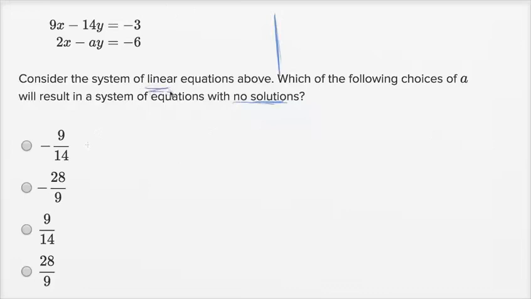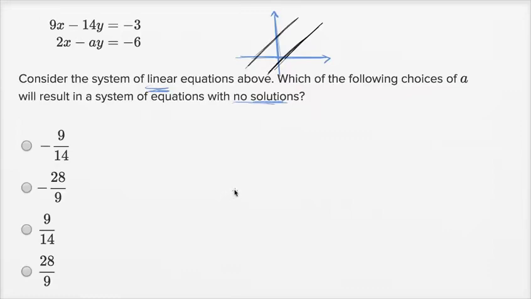No solutions. A system has no solutions if you have two lines, and these are both linear equations, that are parallel. They're never going to intersect. There's no XY pair that satisfies both of them. So if they are parallel, then you're going to have no solutions.